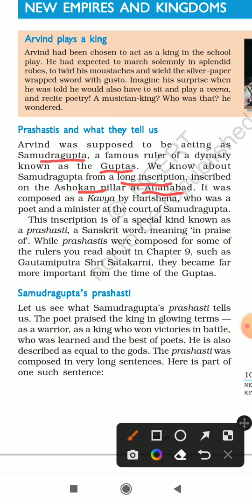It was composed as Kavya. Kavya means poem, by Harisena, who was a poet and a minister at the court of Samudragupta. So this long inscription was written as a poem by the poet Harisena. This inscription is a special kind known as a Prashasti, a Sanskrit word meaning in praise of. So Prashastis were written praising the kings.